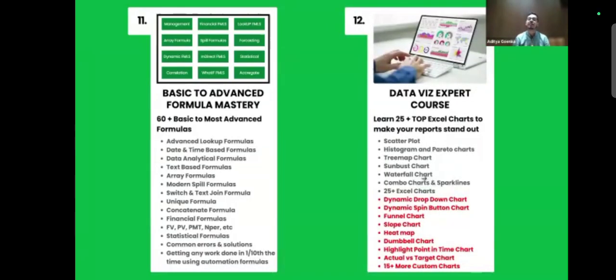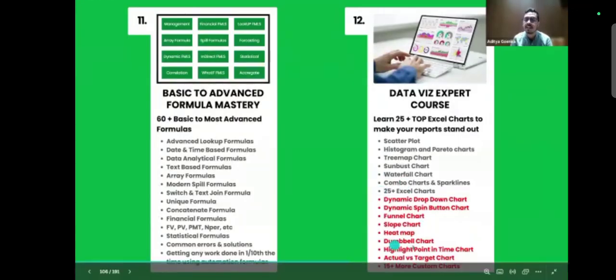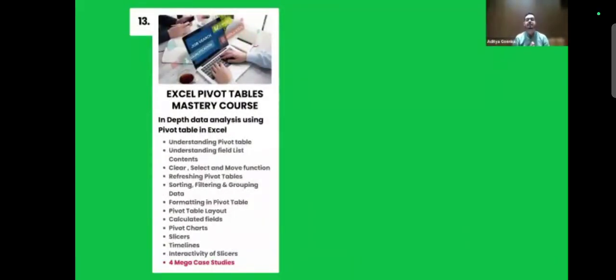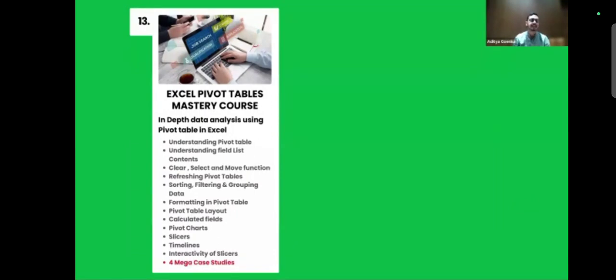Apart from that, in the 12th module, you will become a data visualization expert. I'm not just talking about the line chart, column chart, etc. You'll be able to make tree map chart, sunburst chart, waterfall chart, funnel chart, slope chart, heat map chart, dumbbell chart, all of this in the 12th module. Once we do this, we'll be moving on to the 13th module, which is the Excel Pivot Tables Mastery course. Pivot Tables, guys, is the only way via which you can do data analysis and data visualization inside Microsoft Excel. So you'll be learning all about that.